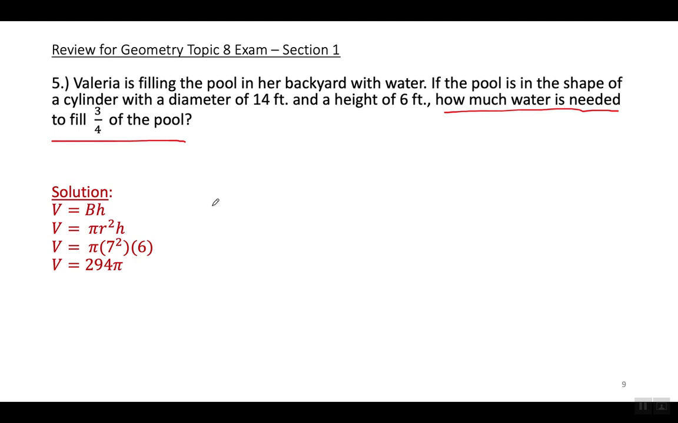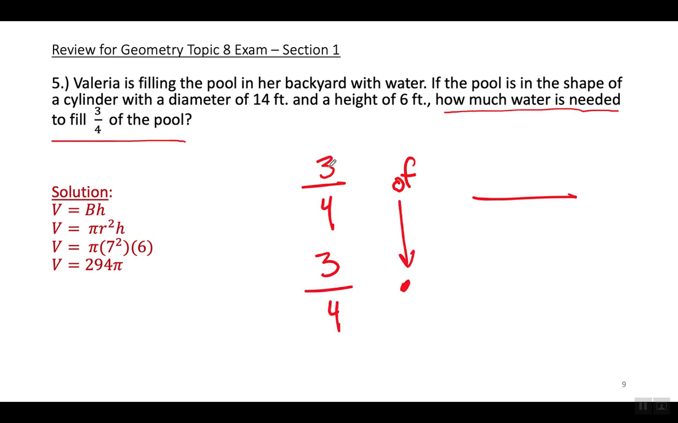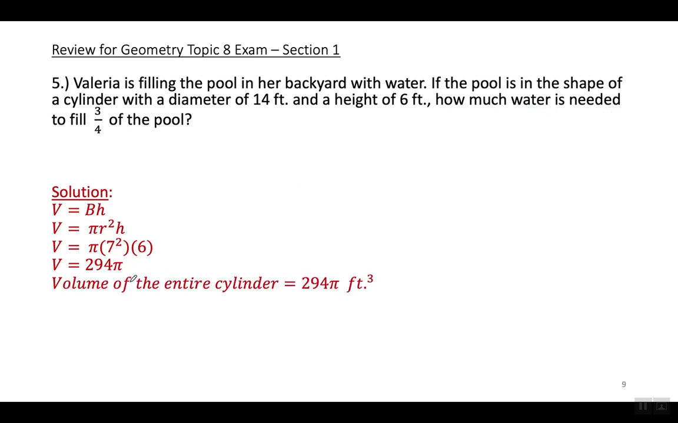So this is basic middle school math that everybody should remember. If I want to find 3/4 of something, I've got to multiply by 3/4. Of means multiply. Whenever you want to find a fraction of something, you've got to multiply the fraction times whatever that something is. In this case, that something is 294 pi. So to get 3/4 of 294 pi, I multiply 3/4 times 294 pi, which I change into a fraction by putting a 1 on the bottom.